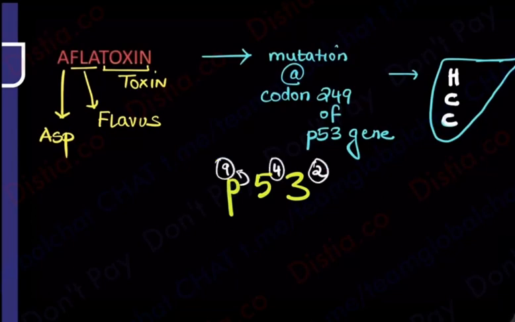Now is there going to be any confusion about the codon? Because examiners can be mean at times and write 149, 248 and all of those. So you'll just write a P53, and you're going to fill up the numbers 2, 4 and 9. So codon 249 of the P53 gene is what is mutated, and that results in HCC.